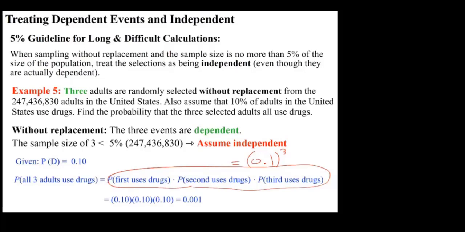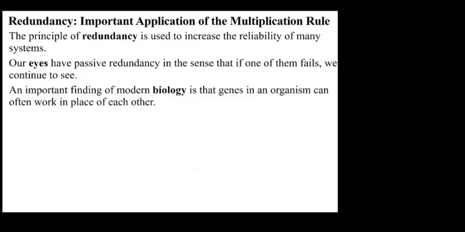When you're dealing with a large population and a sample size, if you pick 3, or even if you picked 10,000 people, again, that would be considered independent because it's a lot less than 5% when you calculate it. With that being the case, let's look at this one, redundancy.